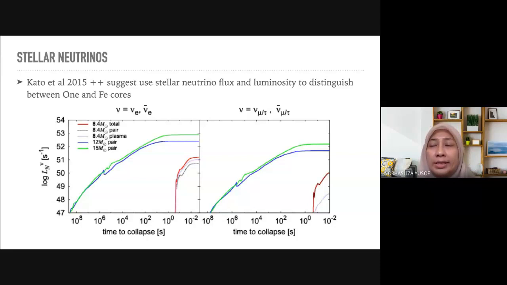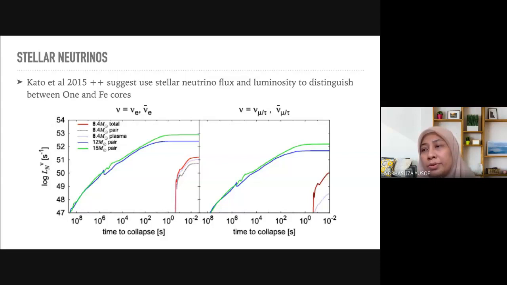If we have these two types of progenitor, stars with these kinds of cores, we should use whatever is produced during the stellar neutrino production, and we can see the difference between the two and distinguish the stage of that particular star. Here he calculates the luminosity and also considers the flavor. First he calculates for the electron neutrino and the anti-electron neutrino, and after that he also considers what happens if we have a flavor-changing process where the neutrino can transform into a muon or tau neutrino and also its anti-neutrino pair.